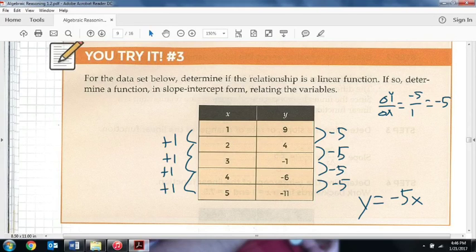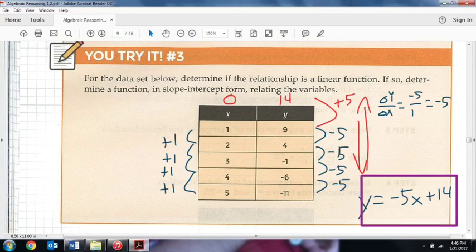And then you need your starting point, which, again, they don't give it to you. So to get to 0, we go backwards. When you go down the list, you follow your slope. But when you go back up the list, you need to do the opposite of what your slope is. So if it's subtracting to go down, we need to add to go back up. So we have to add 5 to 9 to get us to 14. So that's negative 5x plus 14. And that is your equation.